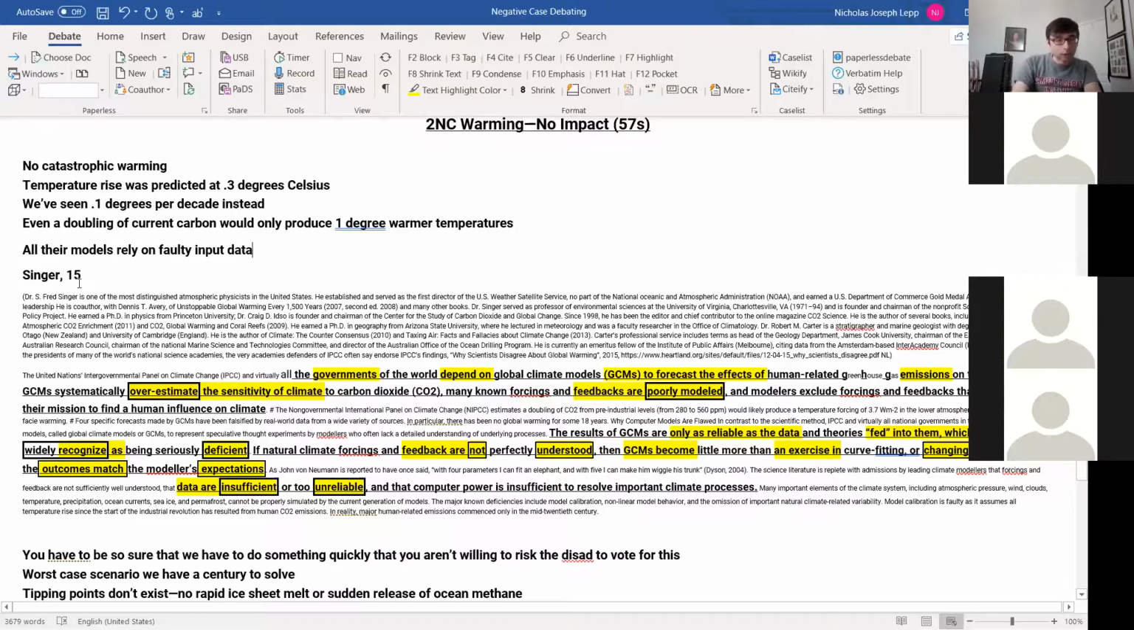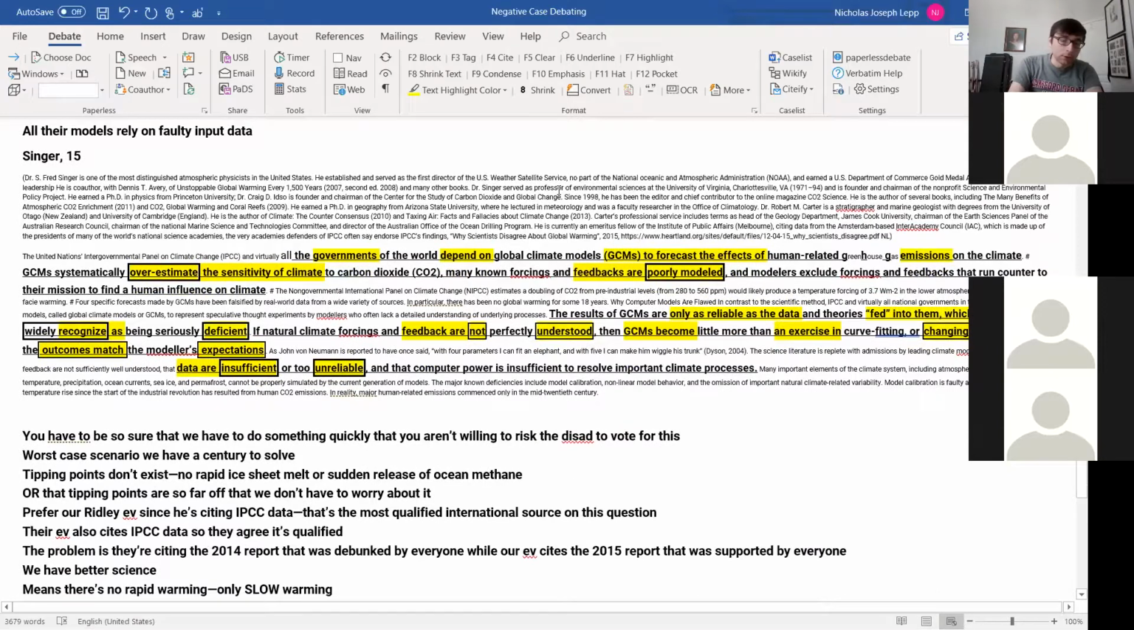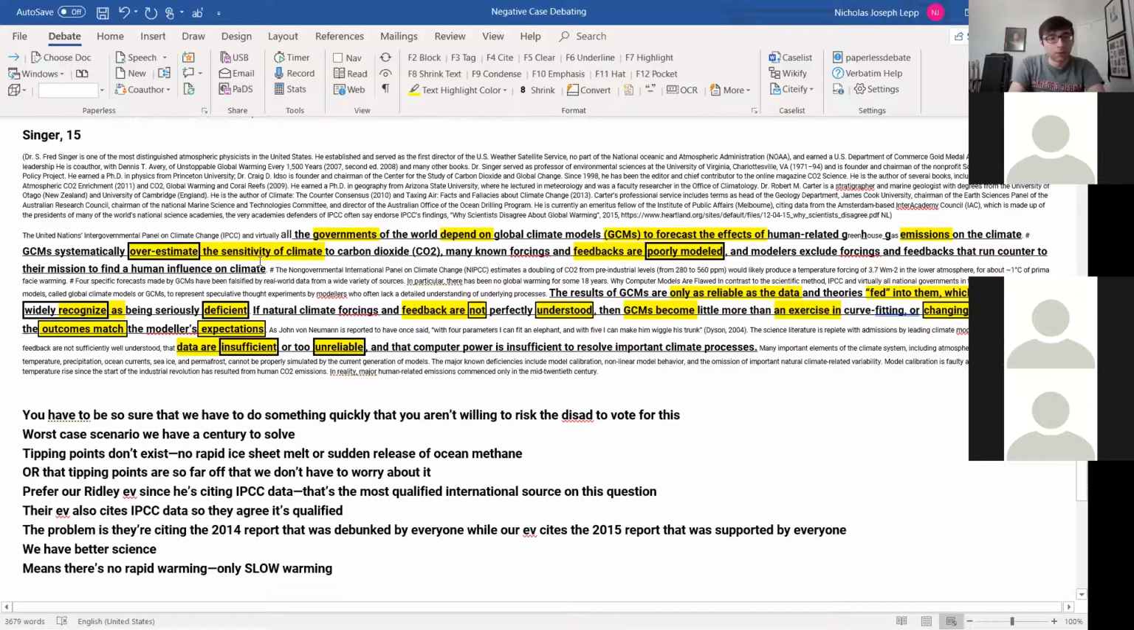So no catastrophic warming, temperature rise was predicted at 0.3 degrees Celsius. We've seen 0.1 degrees per decade instead, and even a doubling of current carbon would only produce 1 degree warmer temperatures, right? So that's a rise is not occurring and doesn't matter. And then we'd read this card: all their models rely on faulty input data, which, you all should probably not read evidence from Fred Singer because he's kind of a hack. We know that now. But we'd read this card that their models rely on faulty input data.